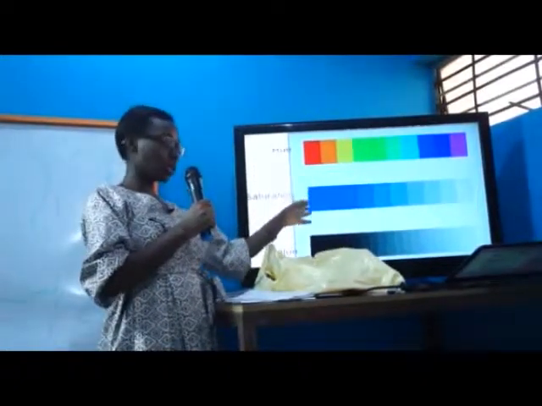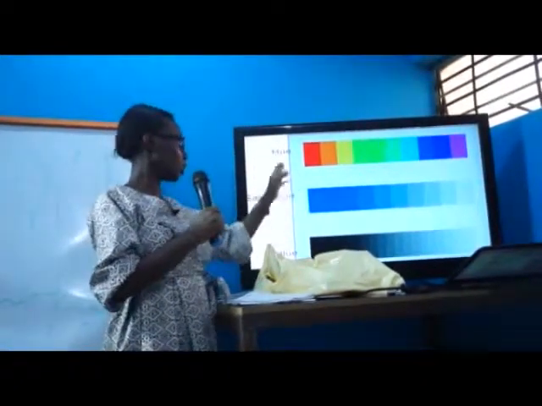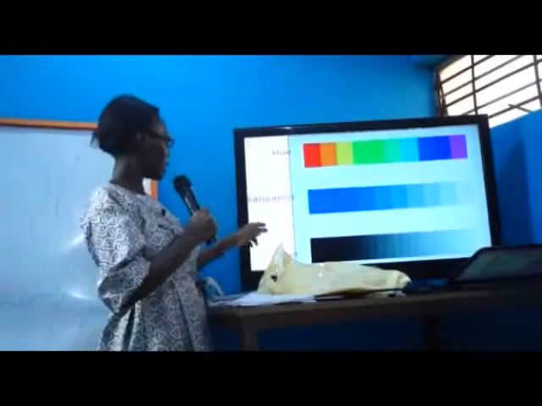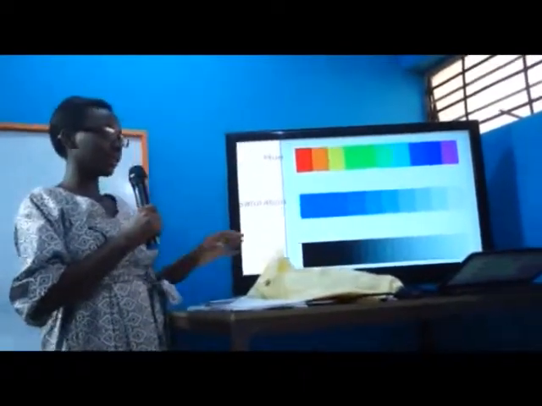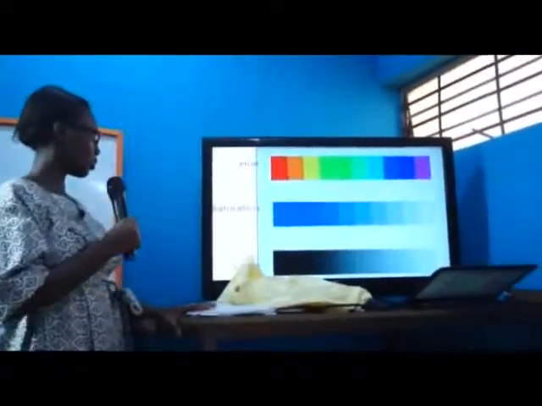If it is blue, blue is the color. Blue is a hue. Saturation is how bright it goes, and then value. That is the lightness or darkness of the shade of the color.